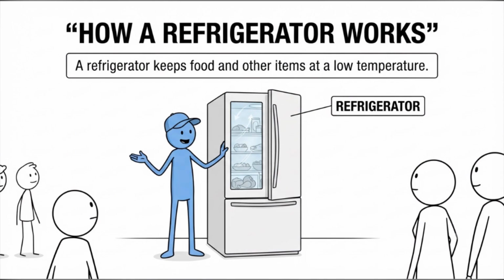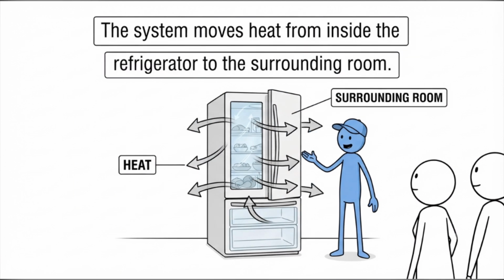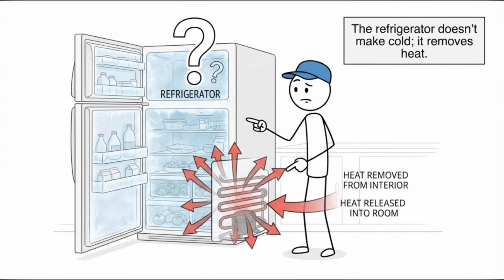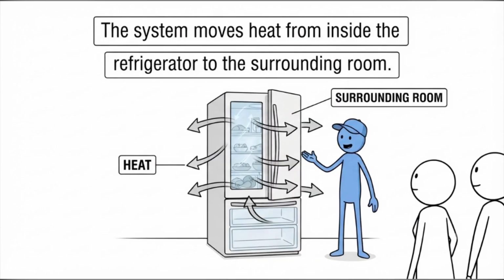A refrigerator is an appliance designed to keep food and other items at a low temperature. It does this by removing heat from the inside of the refrigerator and releasing that heat into the surrounding room. This is an important point because a refrigerator does not simply produce cold air. Instead, it uses electricity to operate a system that moves heat from one place to another.